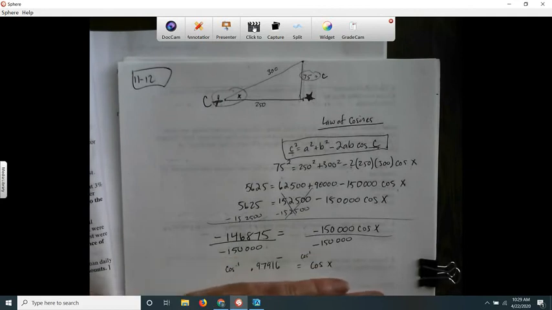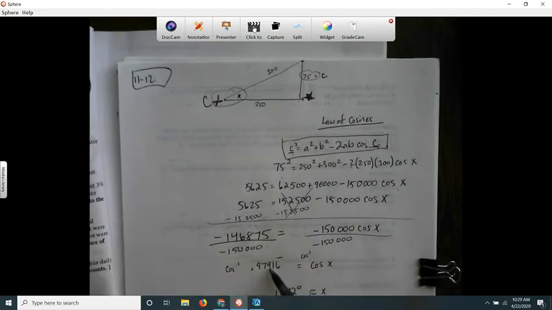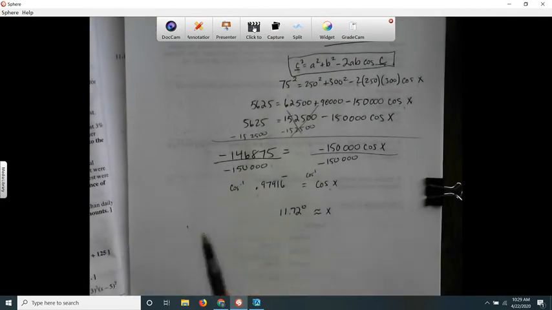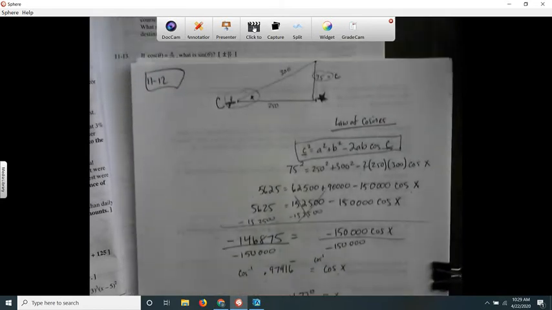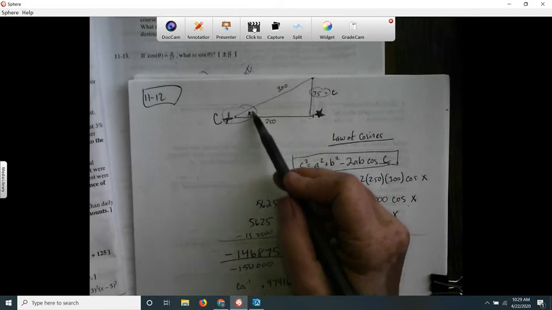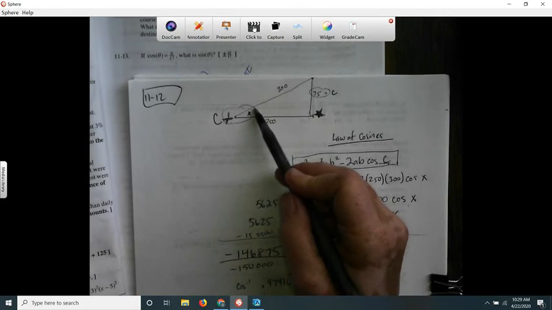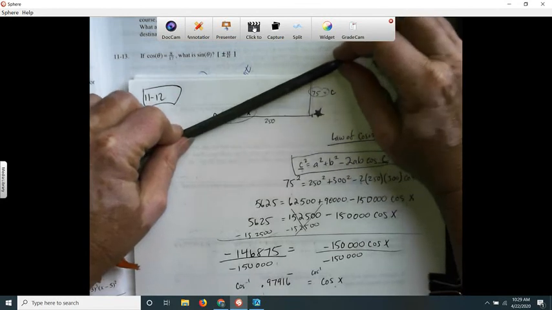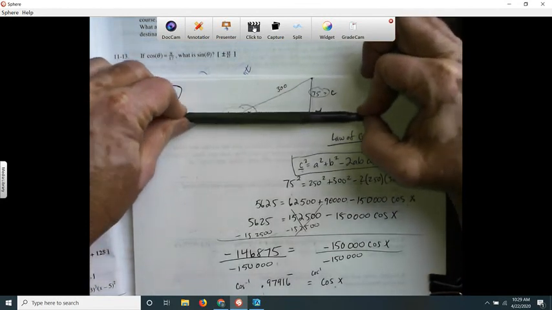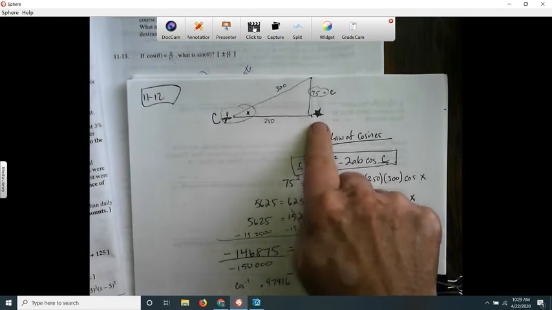And then you will end up with 0.97916 repeating equals cosine of x. And then I want to get the x by itself, so I inverse cosined both sides. So the inverse cosine of this decimal is about 11.72. So that tells me that the plane would have to kind of angle himself down by 11.72 degrees in order to be going in the right direction to hit his destination.